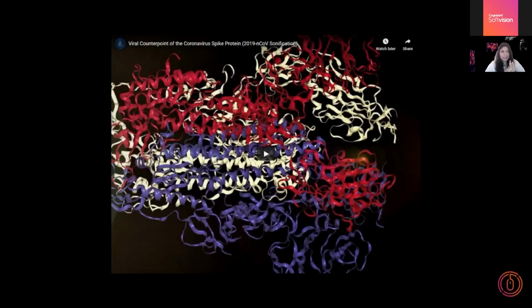This is a musical representation of the structure of the spike protein of COVID-19. I'm going to play some seconds and then explain it to you.